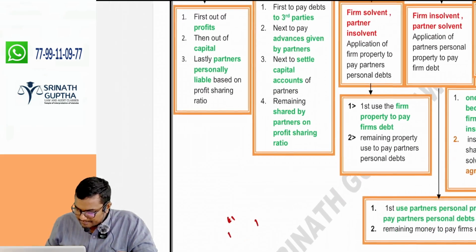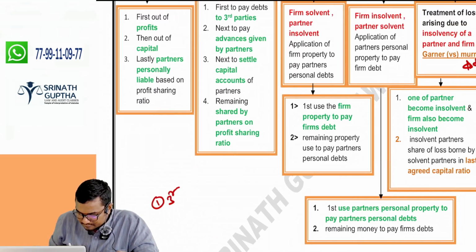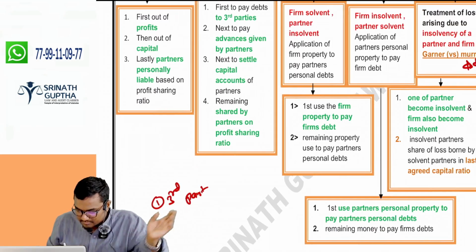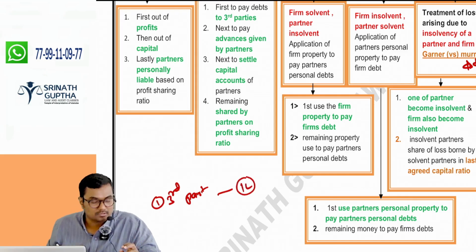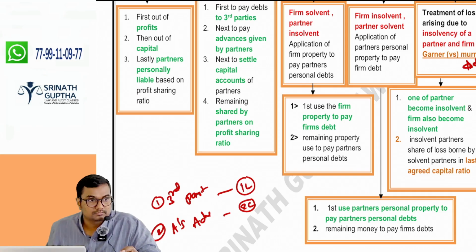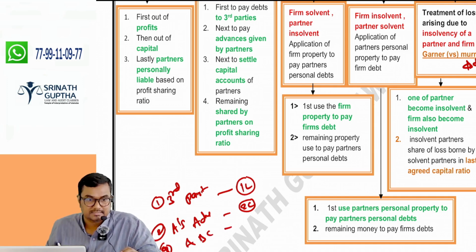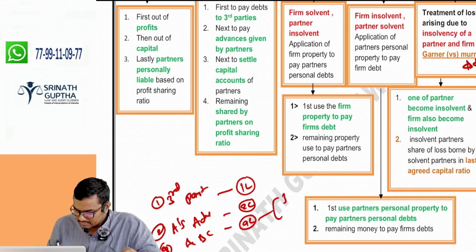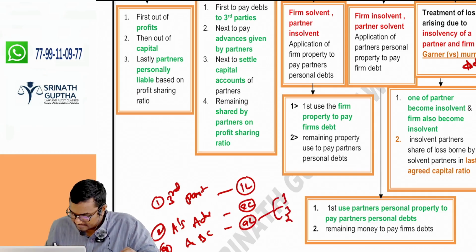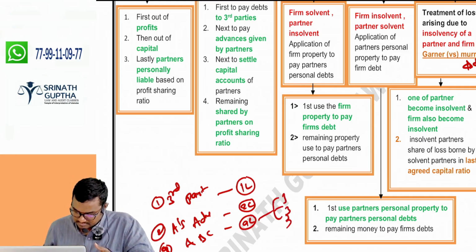See, first we will repay the outside liability, third party liability. Which liability, beta? Third party liability. So some third party gave us 1 lakh rupees as a loan. Then one of the partners gave an advance of 2 lakhs. When the shop started, ABC brought 3 plus 3 plus 3 lakhs, 9 lakhs, as capital, at the time of creation of the partnership firm.